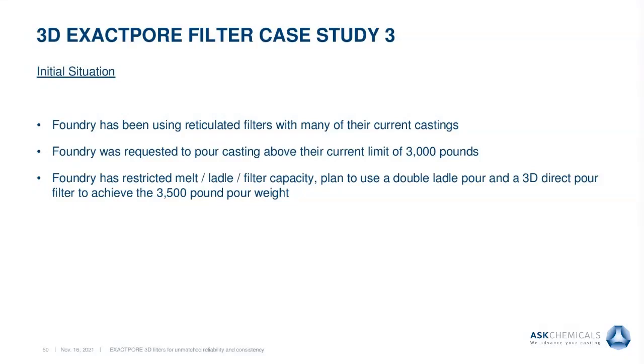The initial situation is this foundry has been using reticulated filters for many of their current castings. A customer for the foundry had requested them to pour a casting that is above their current limit of 3,000 pounds. The foundry has restricted metal, ladle, and filter capacity. So the plan was to use a double ladle pour to achieve the 3,500 pound pour weight. Since a foam filter with their experience would not be successful, a 3D direct pour filter was selected to trial.